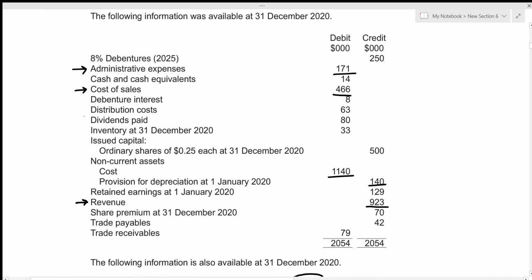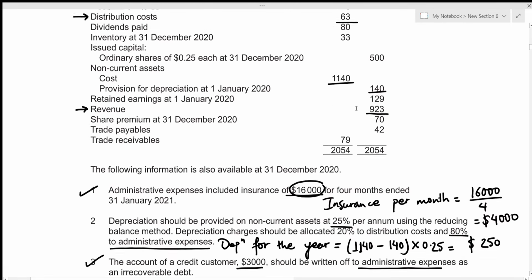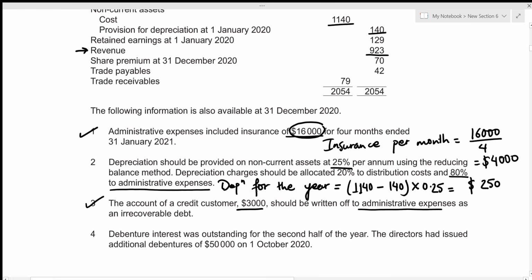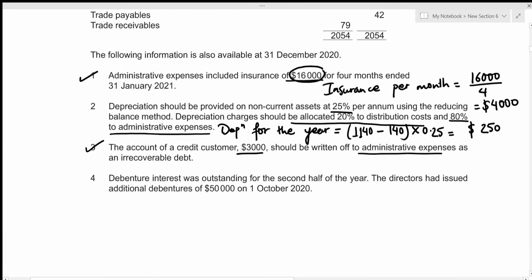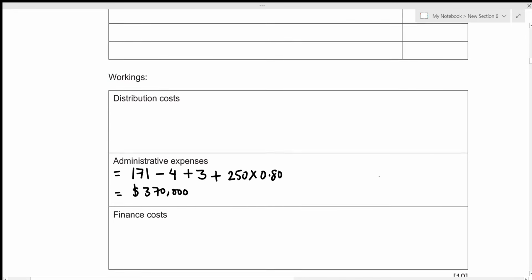So the first one is going to be distribution cost given right here. This amounts to 63,000. Second one we have is 20% of the depreciation should be allocated to distribution cost given right here. So we also need to include this one. And I don't think there's any other information relating to distribution cost. So that will be it. These 2 information. Let's figure out the total first.